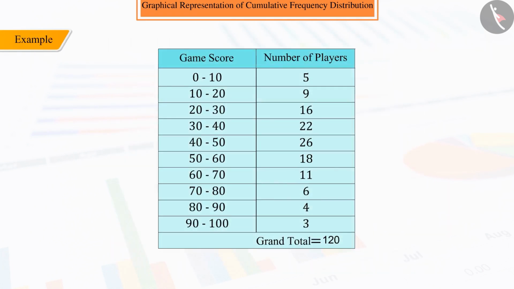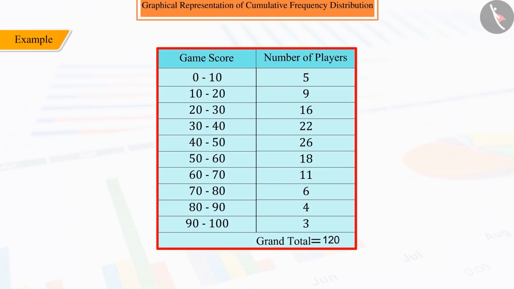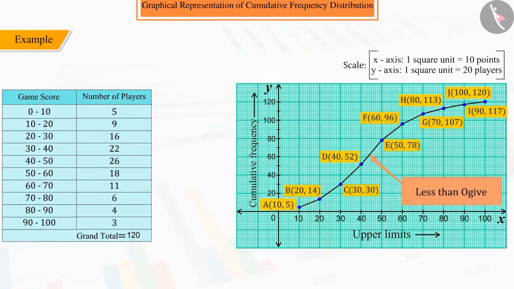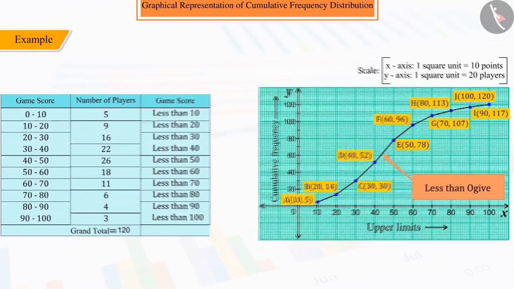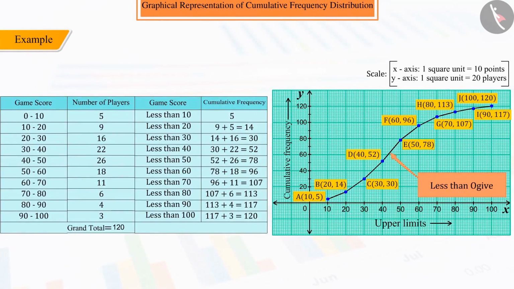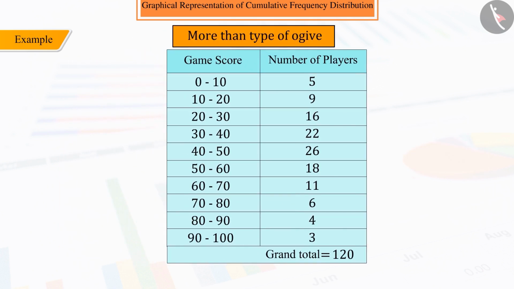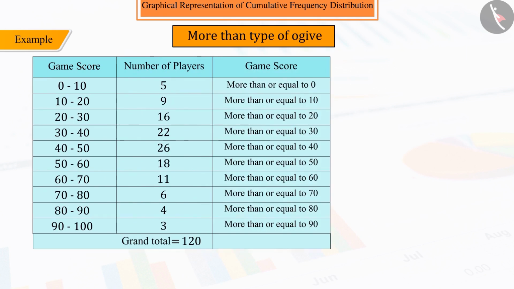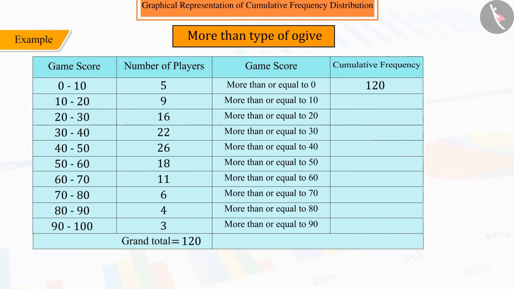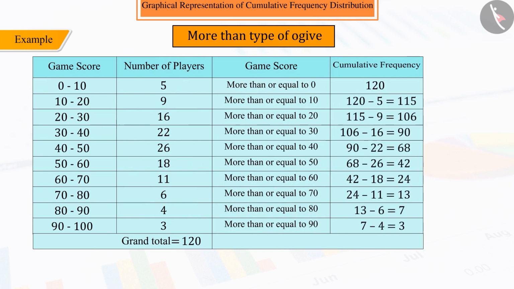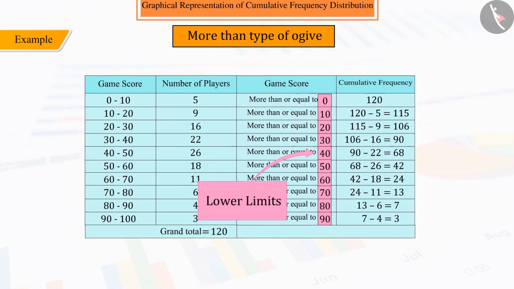As you all know, from the frequency distribution given in the question in the previous video, you created a cumulative frequency distribution of less than type of ogive. So can you now draw the more than type of ogive? Let's see. For this type of ogive, a frequency distribution will have to be constructed with the help of the given data, which is called more than type of cumulative frequency distribution, where 0 to 90 are the lower limits of the corresponding class intervals.